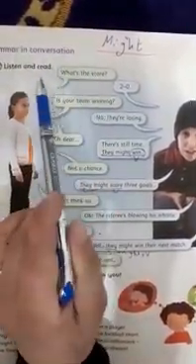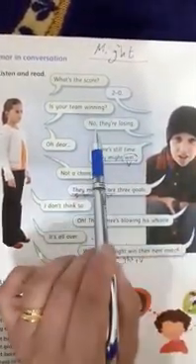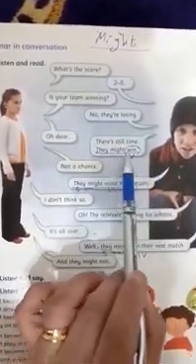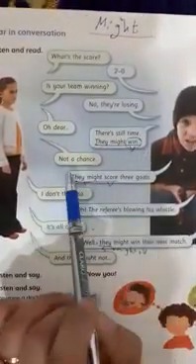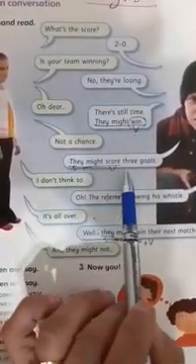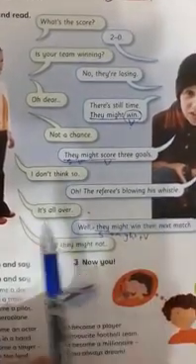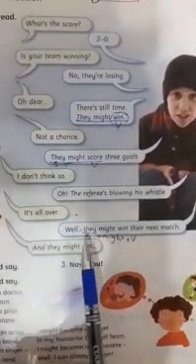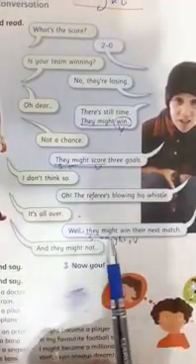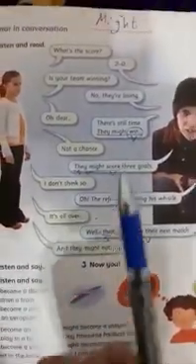Grammar in conversation. What's the score? 2-0. Is your team winning? No, they are losing. Oh dear, there's still time. They might win. Okay, not a chance. They might score 3 goals. I don't think so. Oh, the referee's blowing his whistle. It's all over. Well, they might win their next match. And they might not.